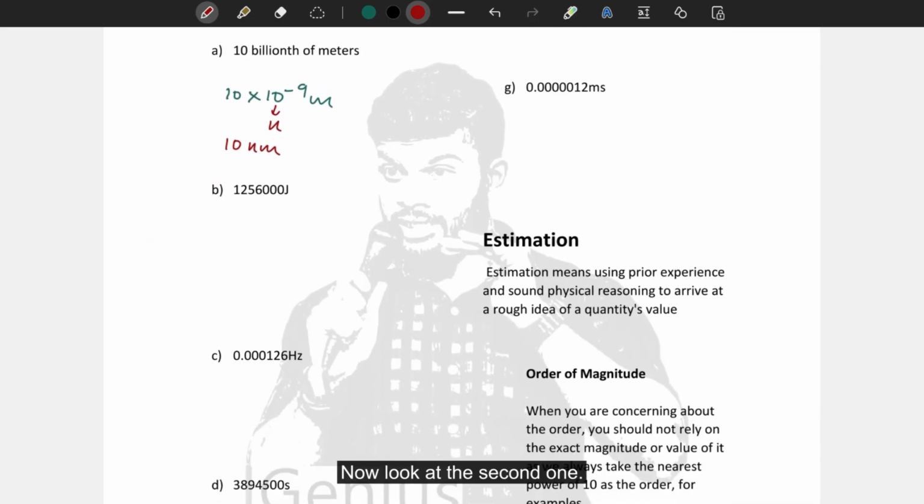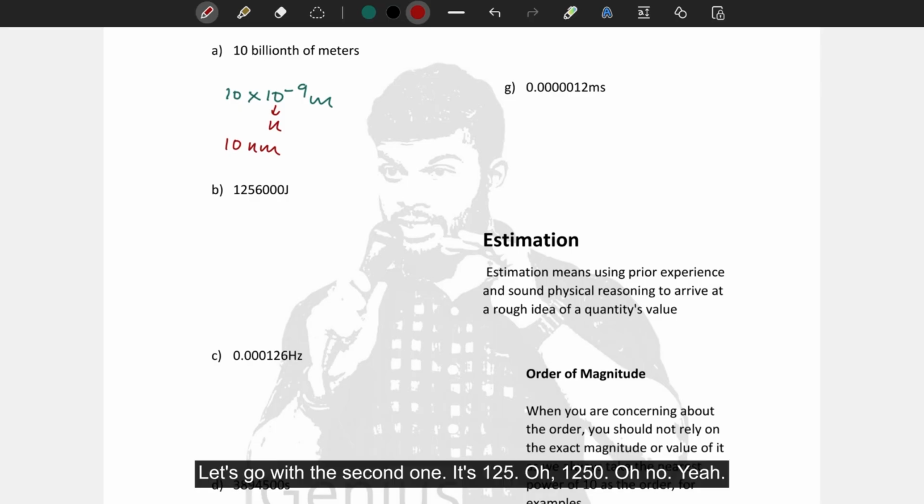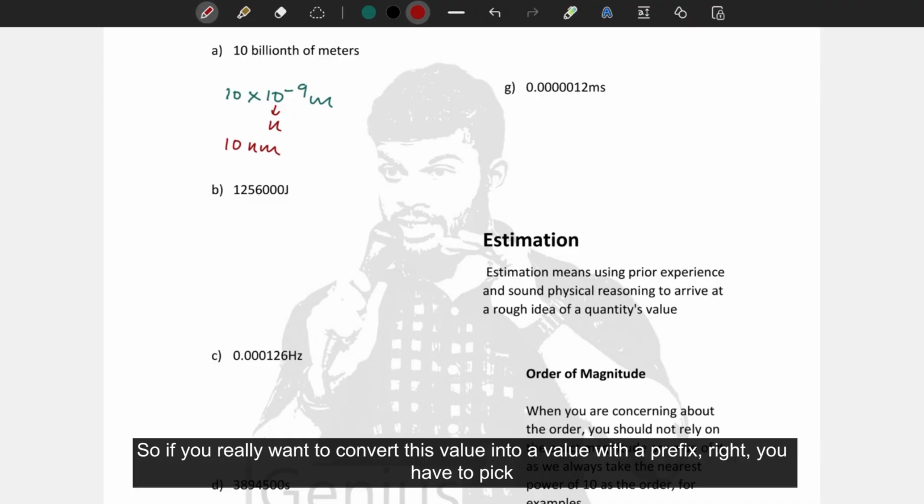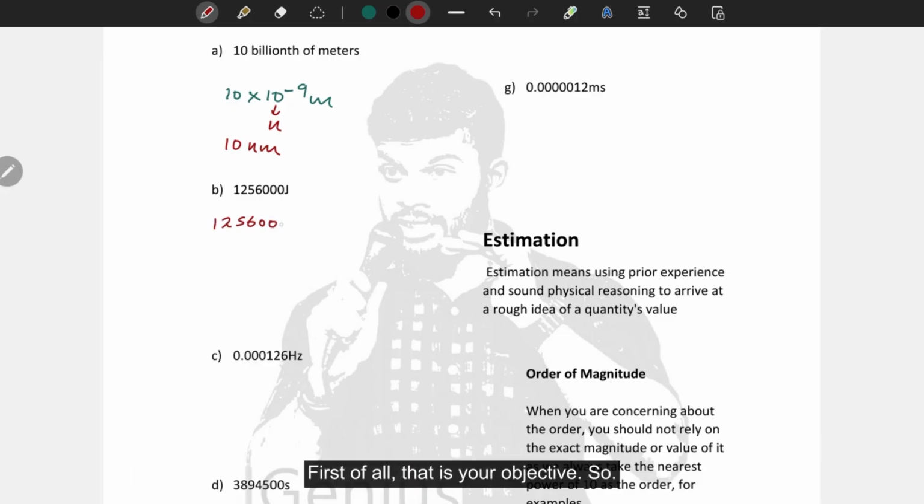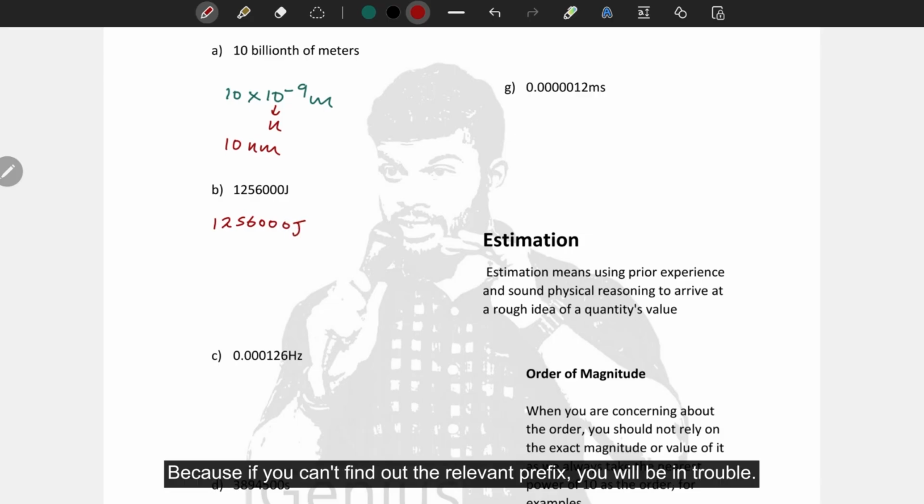Now look at the second one. It's 1256,000. That's a huge value. If you really want to convert this value into a value with a prefix, you have to pick the relevant prefix this time. First of all, that is your objective, because if you can't find the relevant prefix, you will be in trouble.